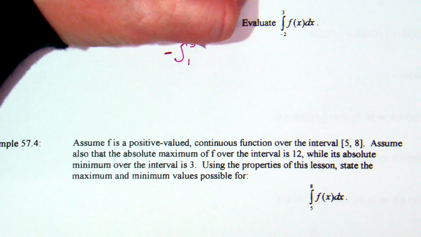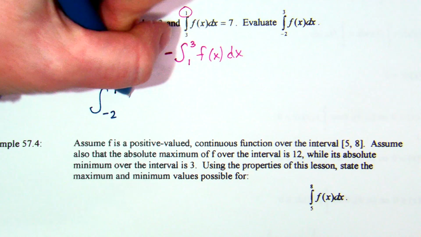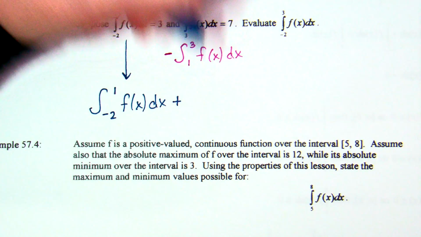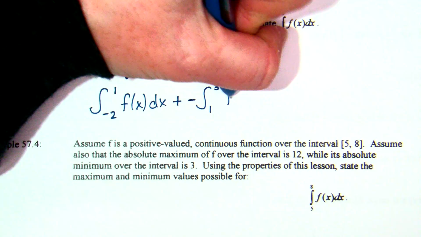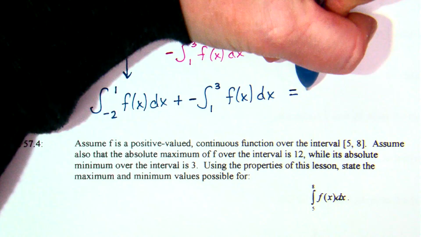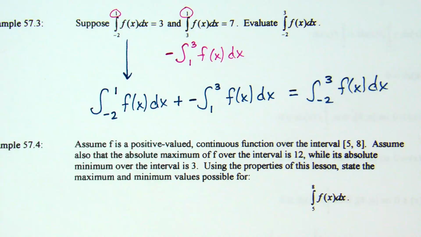So, let's look at the pieces here. The first one they gave us is the integral from -2 to 1 of f of x dx, right? Plus, and now we're doing the negative integral of 1 to 3 of f of x dx. Is that going to work? Yeah, that's going to be the integral from -2 to 3 of f of x dx. So it's just a matter of getting the values.